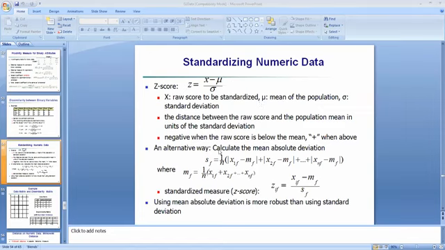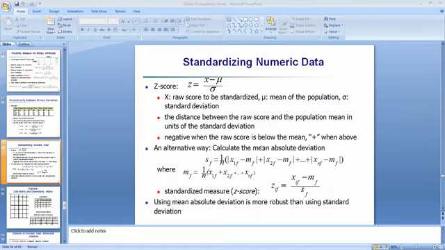The Z score is negative when the raw score is below the mean, and positive when above. For example, if the mean is 1 and x is a little lower than 1, then the Z score will be negative. If the raw score is above the mean, then the Z score is positive. This is exactly what negative and positive Z scores are.